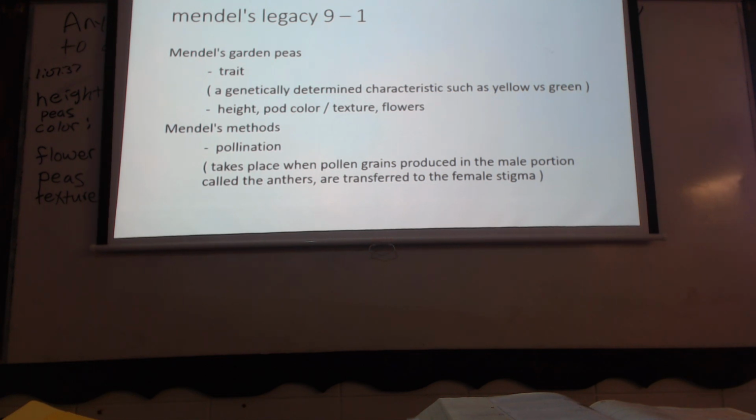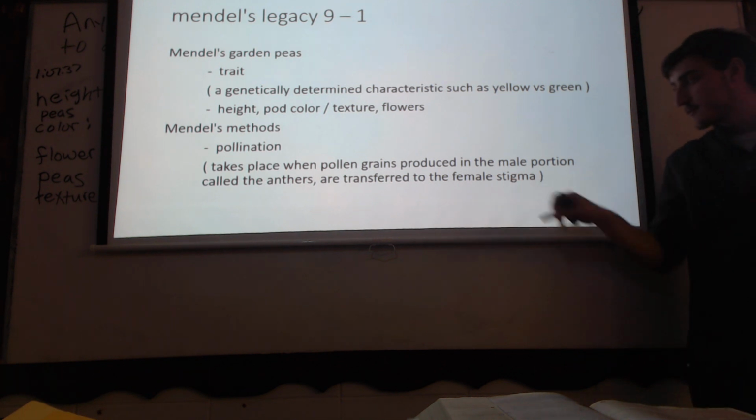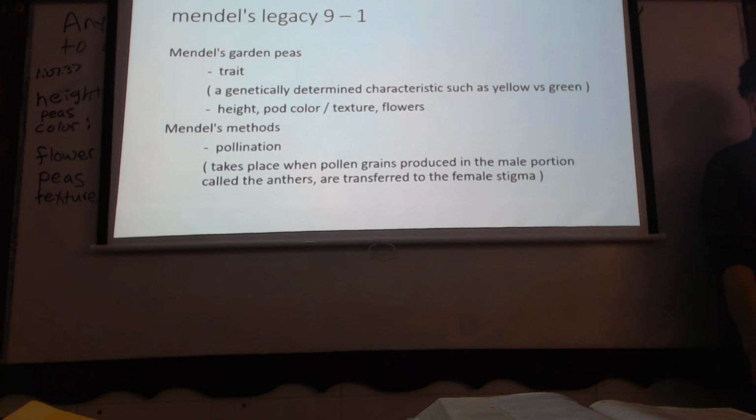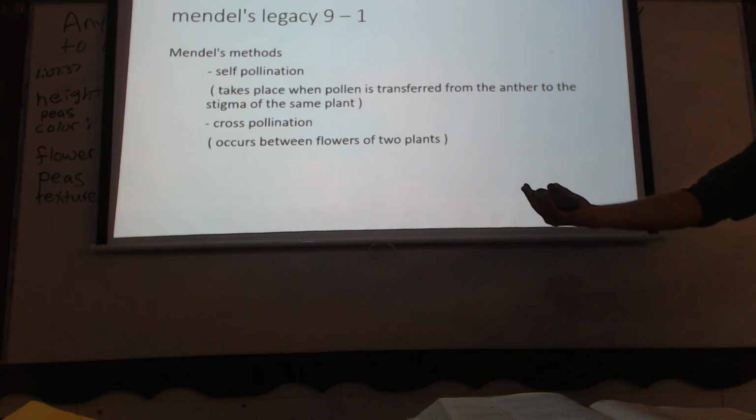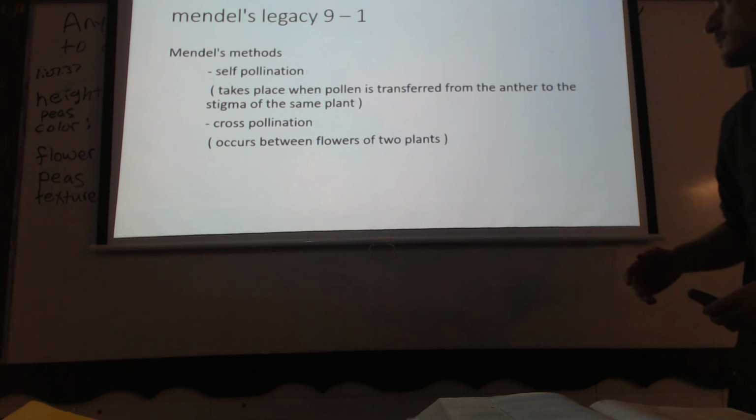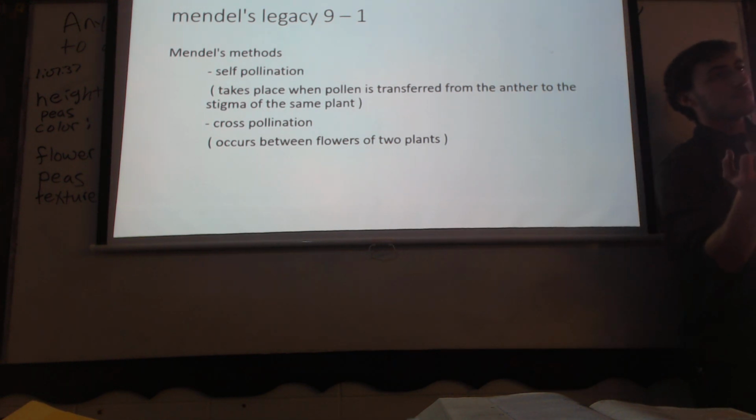We gotta move on. So okay, we'll run through pollination. It takes place when pollen grains produced in the male portion called anthers are transferred to the female stigma. So that's pollination. Moving on. Mendel's methods. So pollination is when you take those pollen grains and transfer them to a female. But self-pollination is when you take two offspring from the same family, I guess, and cross them. Oh, shoot, no. Self-pollination is when you take the pollen from itself and put it onto the female portions of the plant.